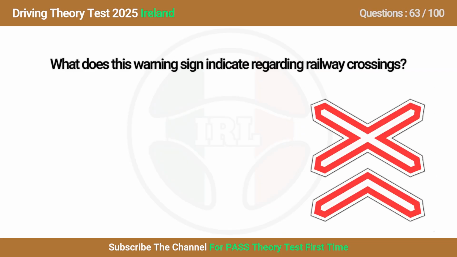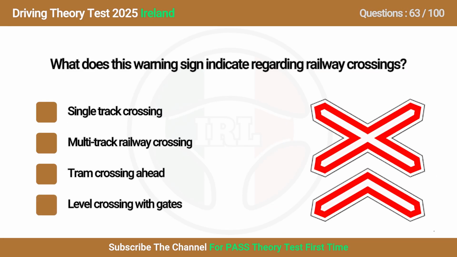Question 63. What does this warning sign indicate regarding railway crossings? A. Single track crossing. B. Railway crossing. C. Tram crossing ahead. D. Level crossing with gates.